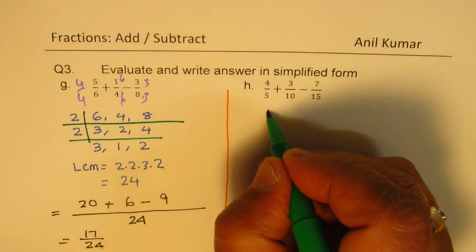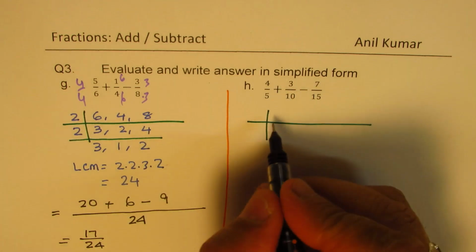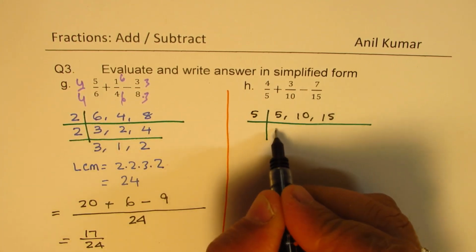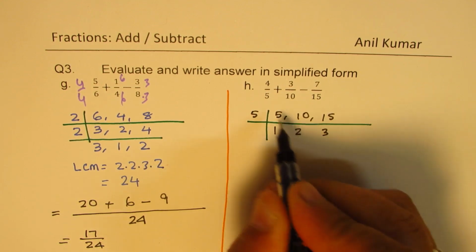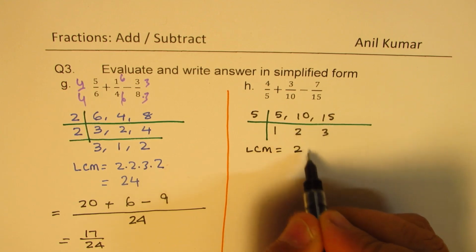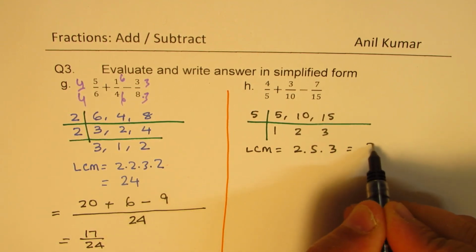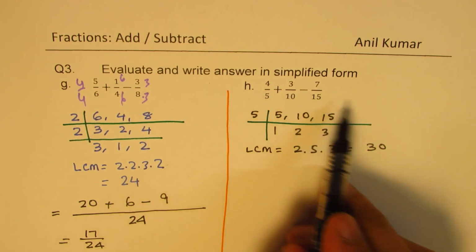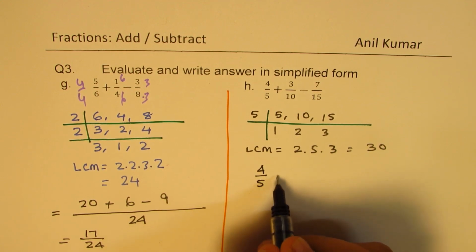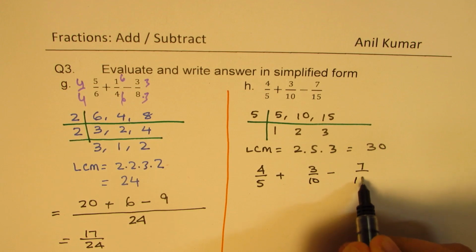So in this particular case, we're talking about 3 numbers, which are 5, 10, and 15. We could divide them each by 5. So we get LCM of 5, let me write 2 first, 5 times 2 times 3, which is 30. So we have to write each one of them with denominator of 30. So let me do it in steps. We have 4 over 5 plus 3 over 10 minus 7 over 15.